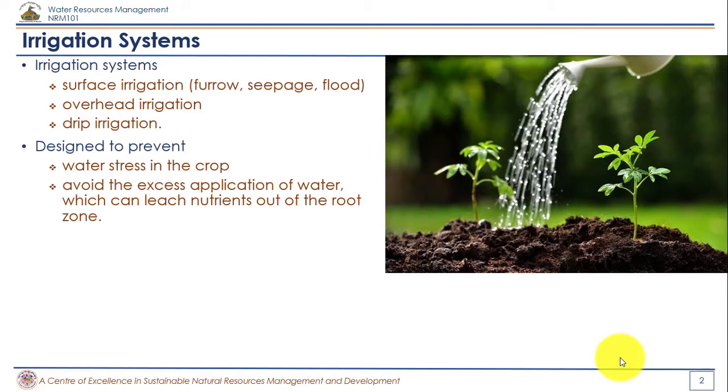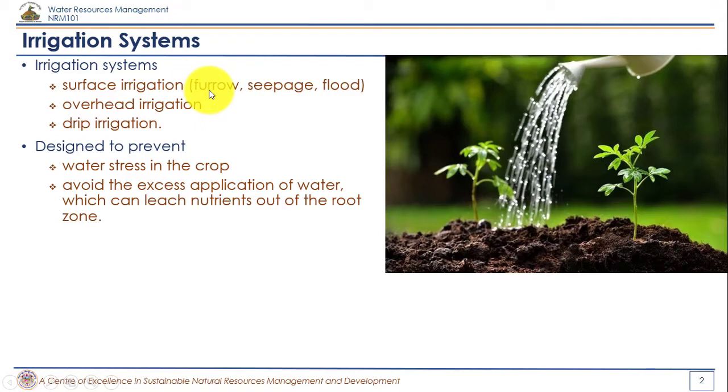Irrigation systems are, like we just saw in unit number 4 and lecture number 1 of unit number 5, that there are 3 kinds of irrigation system most commonly used. One is surface irrigation, that we talked mainly as flood irrigation, which is also one of the types of surface irrigation. Second one is seepage, and the other one is furrow.